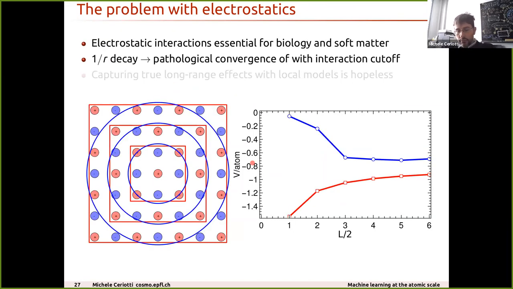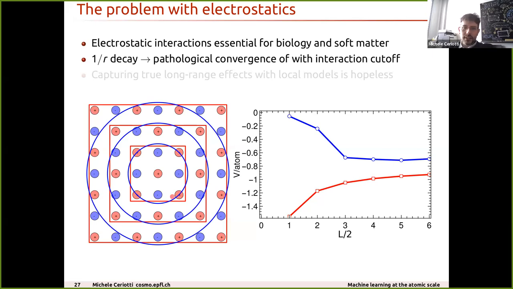So if you thought of following this program, increasing progressively the cutoff distance to deal with electrostatics, you would be in for very bad surprises. And this is an example from a typical undergraduate solid state chemistry textbook, where you try to compute the cohesive energy of sodium chloride.